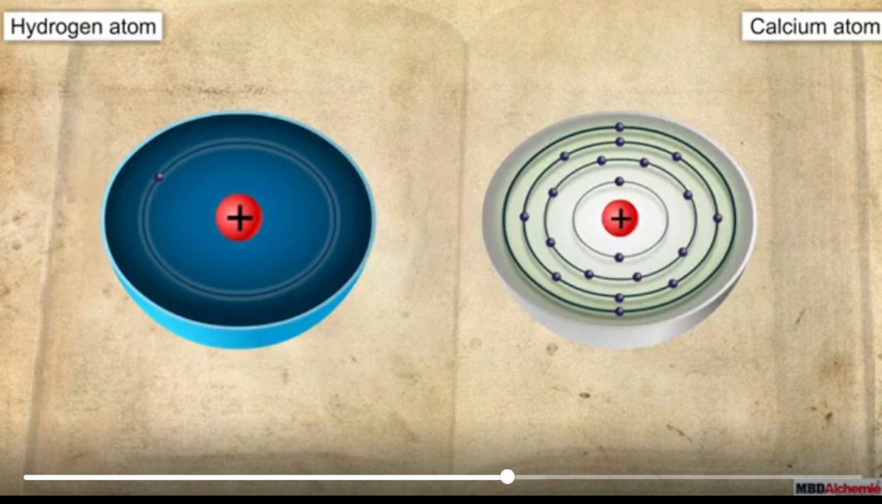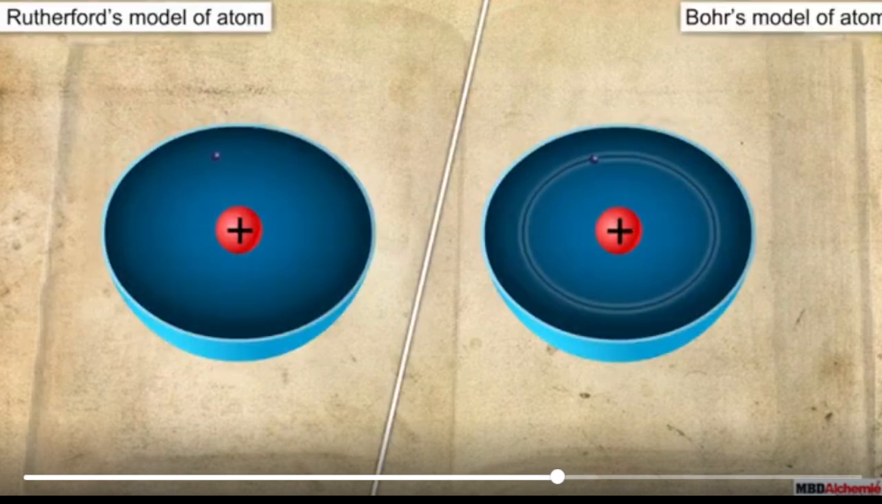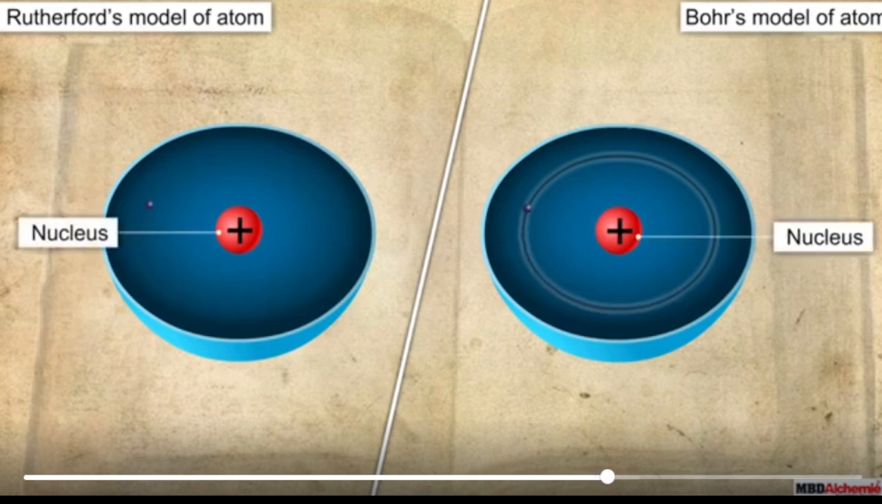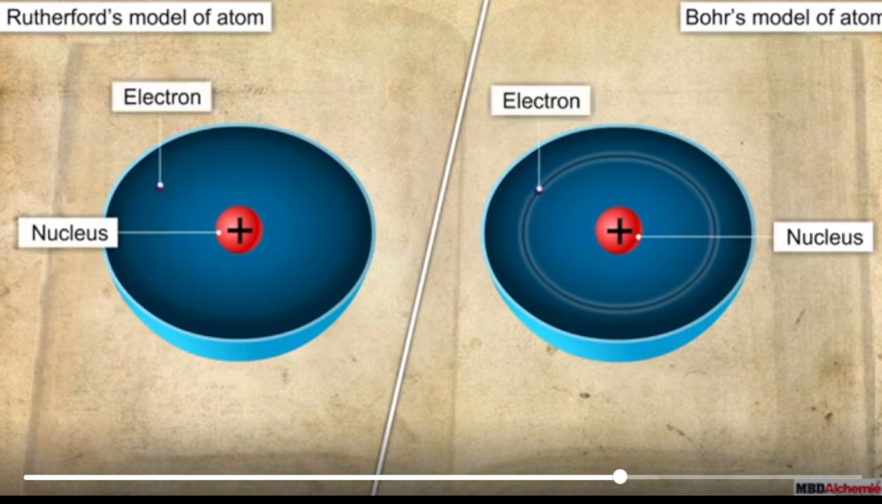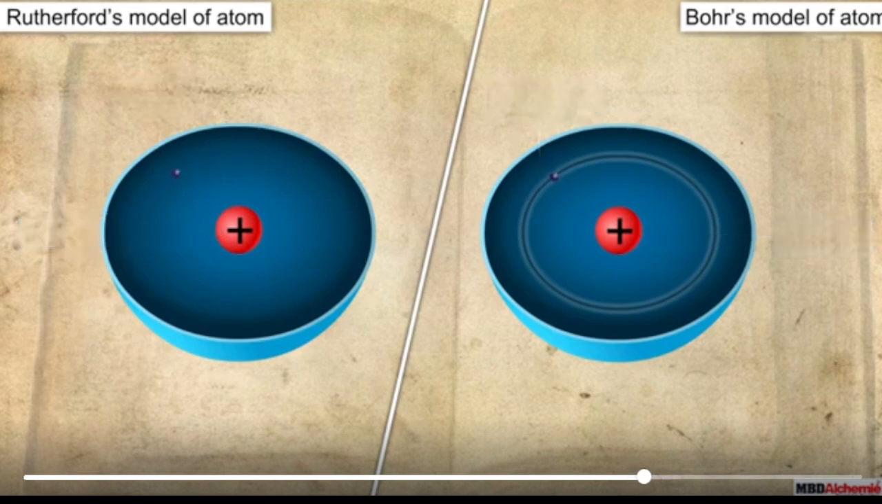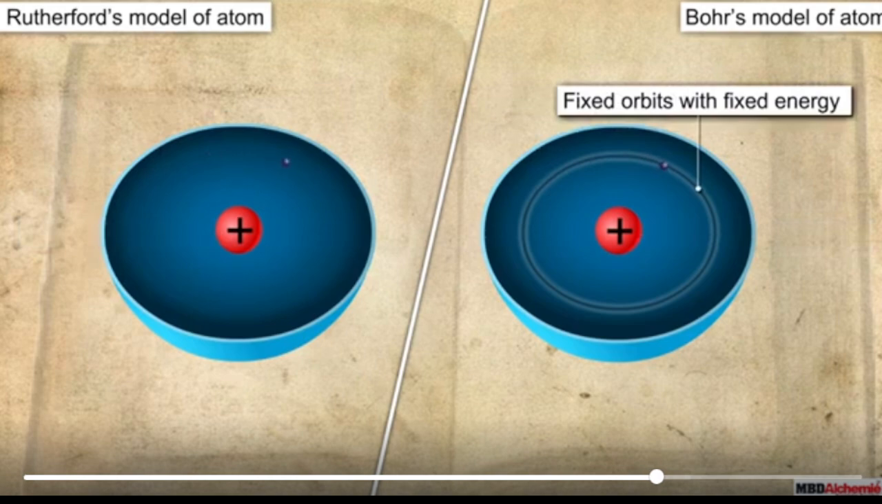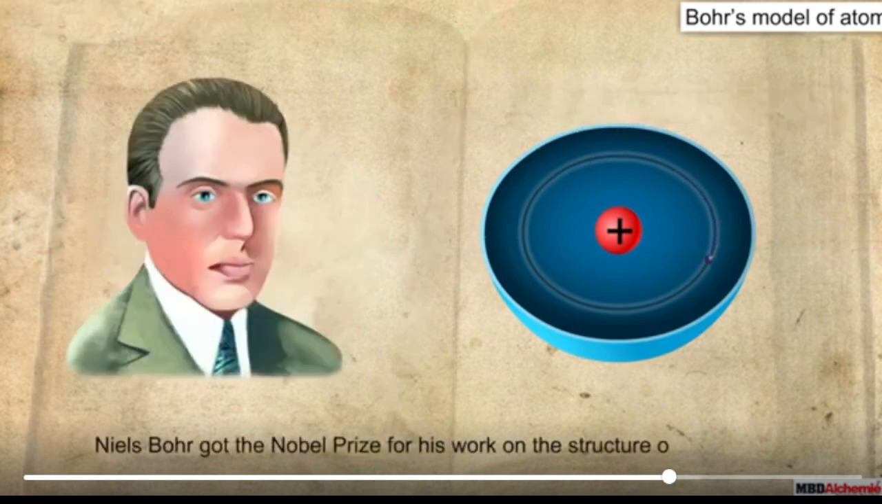These energy levels are represented by the letters K, L, M, N or the numbers 1, 2, 3, 4 starting from the center. So, the final model of Niels Bohr was similar to Rutherford's model of an atom, which states that an atom consists of a positively charged center around which the electrons revolve. The only difference was that in the Bohr model, electrons revolve around a nucleus in fixed orbits with fixed energy. For his work on the structure of the atom, he got a Nobel Prize in 1922.